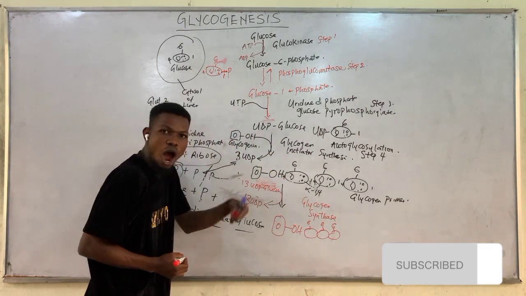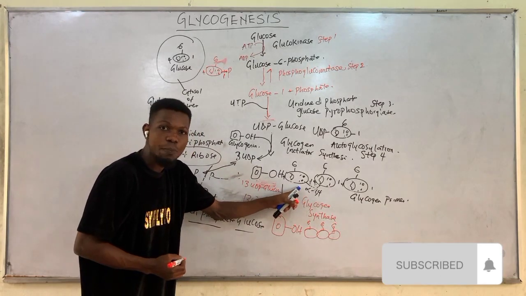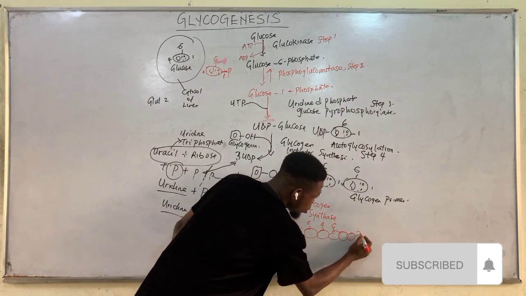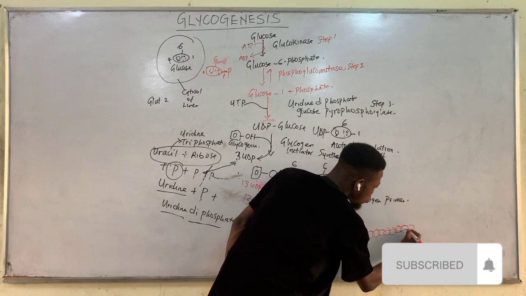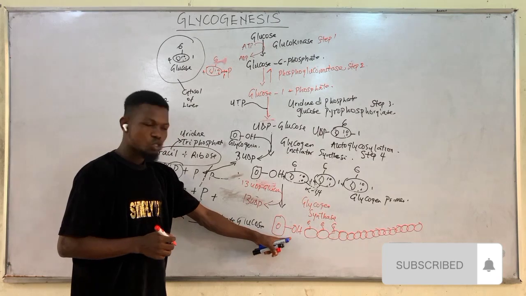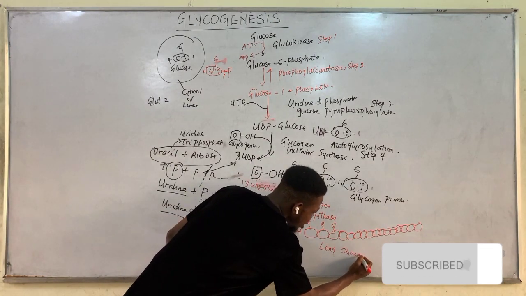Now, a lot more addition of 13 UDP-glucose to this glycogen primer. What happened? 13 glucose will be added to it. So we have it like 1, 2, 3, 4, 5, 6, 7, 8, 9, 10, 11, 12, 13. Can you see what has happened? So this is what we call long chain glycogen.